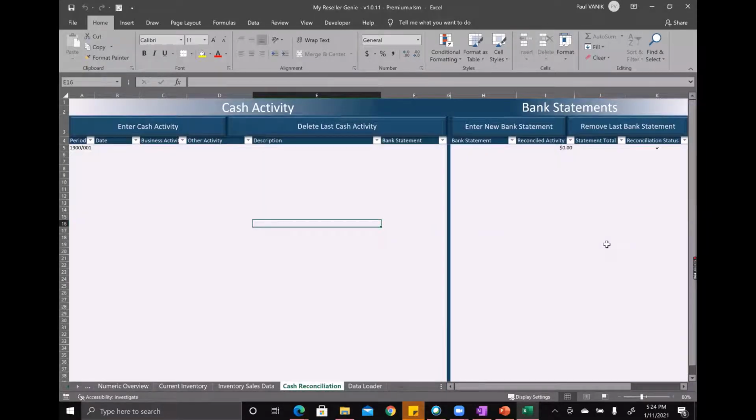Okay, so tonight I want to talk about the cash reconciliation tab in my Reseller Genie. This is a tab that is probably pretty confusing for a lot of people if you don't come from an accounting background. So I want to start at the basics, and understanding the basics will help you understand what you would use this for.